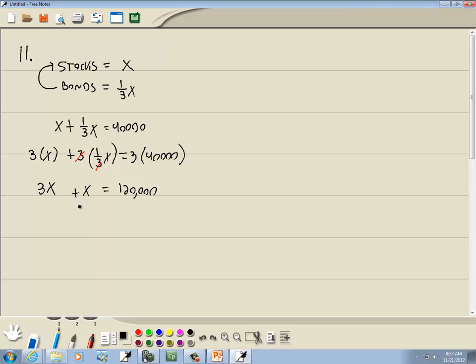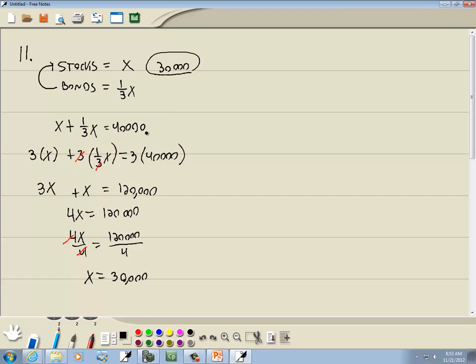Now combining the like terms at any step. 3x plus x is 4x, equals 120,000. Last step, divide both sides by the number in front of your x. So we'll divide both sides by 4. And those 4's would cancel. And we get x is equal to 30,000. Well, x is stocks, so we'll put 30,000 in stocks. And if total adds up to 40,000, then this has to be 10,000. Those would be our amounts.